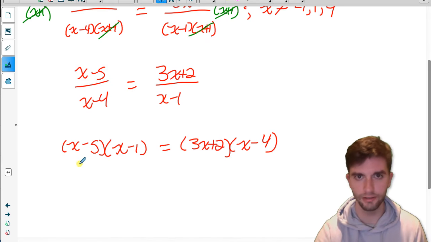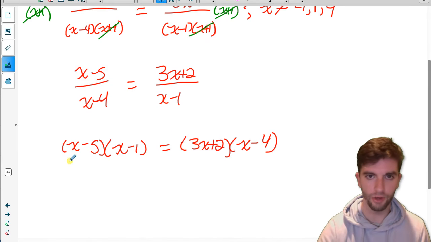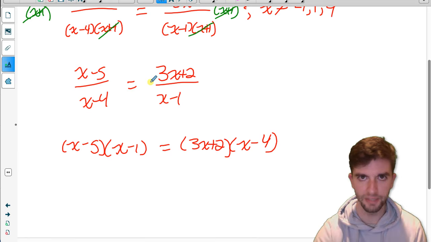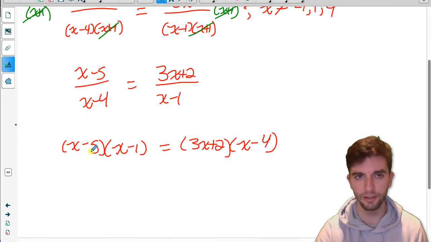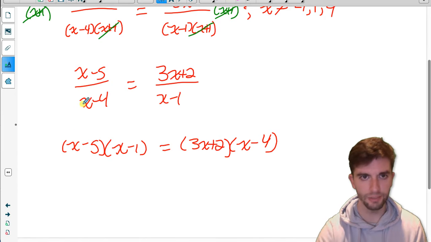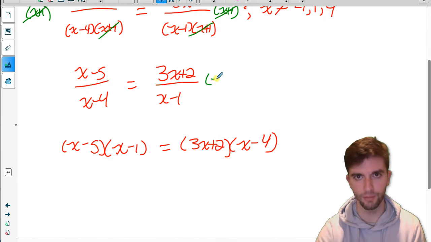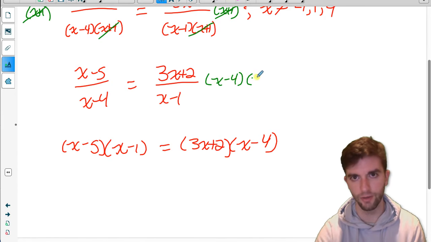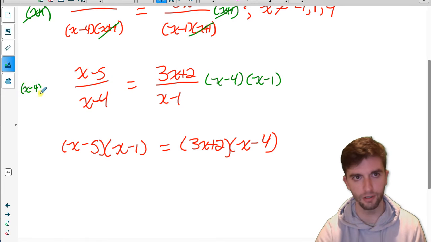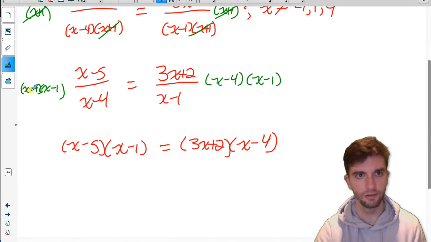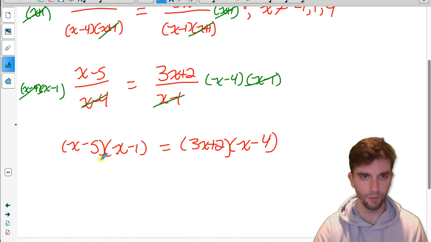Now this is a shortcut. We could have done this the longer way, and by the longer way I mean we could have multiplied both sides of this equation by a common denominator. A common denominator between x minus 4 and x minus 1 would be the product of those two things. So I could have multiplied both sides of this equation by x minus 4 times x minus 1. And if we did that, on this side, the x minus 4s would cancel, and on this side, the x minus 1s would cancel, and look what we're left with.